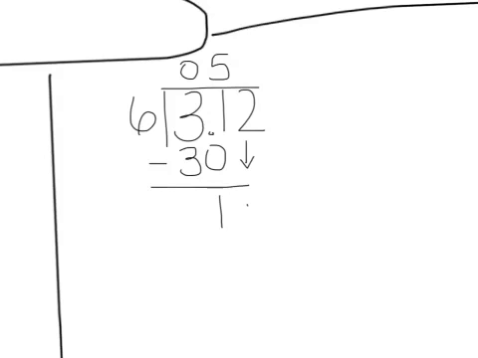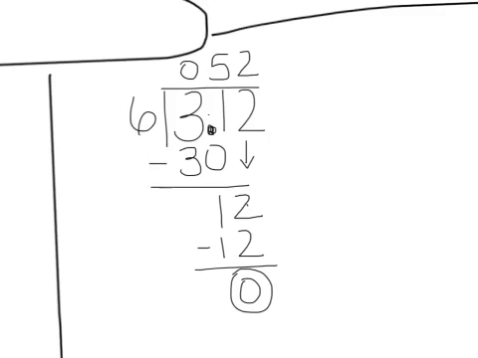I bring down the 2. 6 times what is 12? 6 times 2 goes into 12. It goes in evenly, so my remainder is 0. I need to remember I have a decimal. I bring up my decimal, and so 3 and 12 hundredths divided by 6 is 52 hundredths.